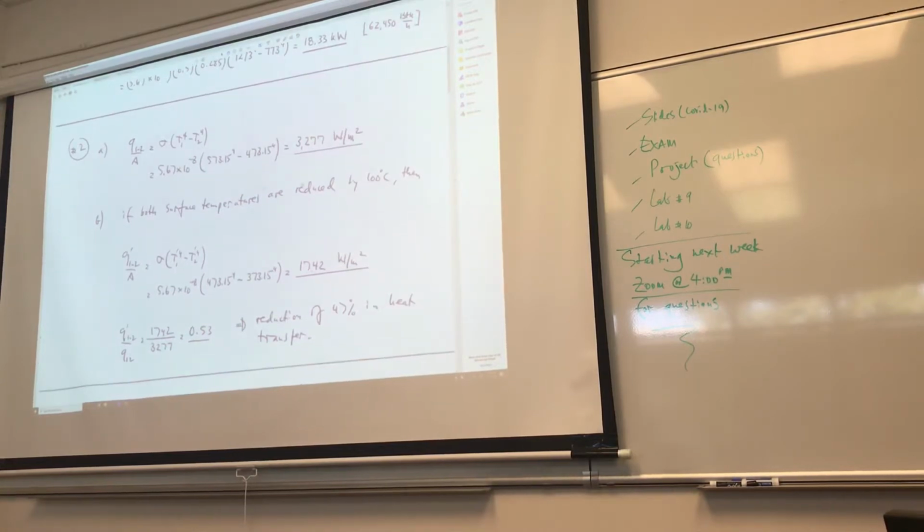Now, if you take the ratio of the 2, you find it's 53. So the second one is 53% of the first one. That means you had a reduction of 47% from 1 to 2.